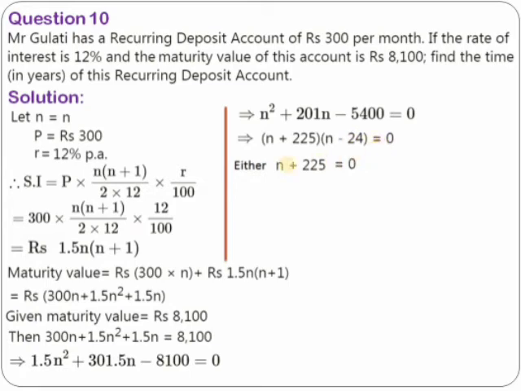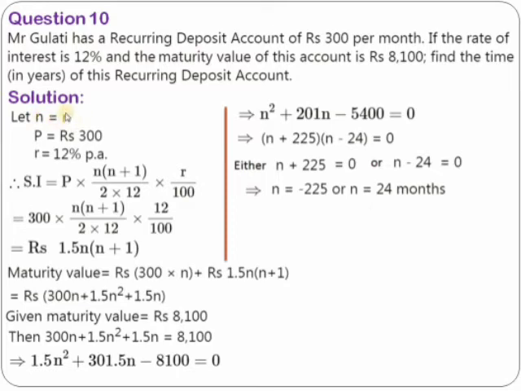Now from here, if this is equal to 0, then n becomes, this goes over there to the right hand side and you get... okay, so one more case, and let me mention it here only. So either this has to be 0 or this has to be 0. So when it goes over there, you get minus 225, and when it goes over there, you get n equals to 24.